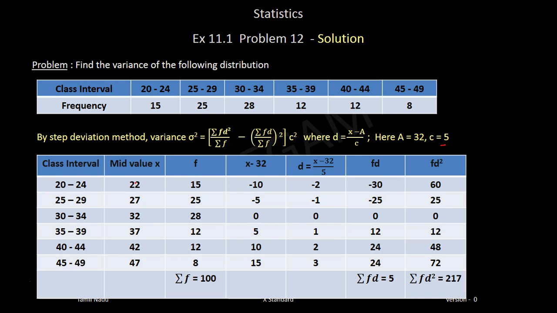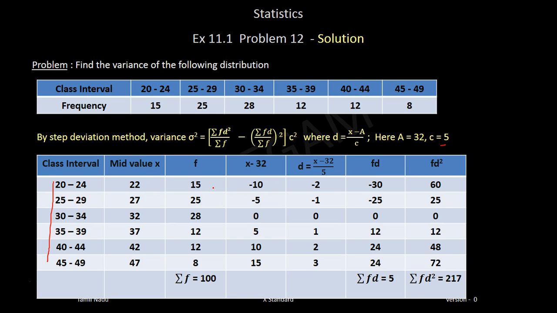25 to 29 is 25, so you fill up these two columns. Now you find the mid value of the x. As I told you, the mid value is nothing but 24 minus 20 is 4. That's the difference between the upper limit and the lower limit. Half of the difference is 2. So you have to add 2 to all these lower limits. So 22, 27, 32, 37, 42, 47. So that is your mid value.